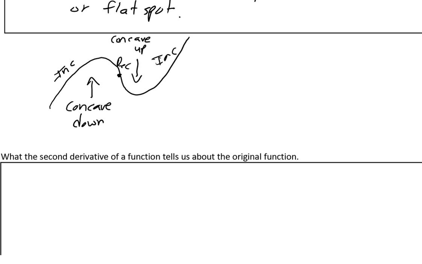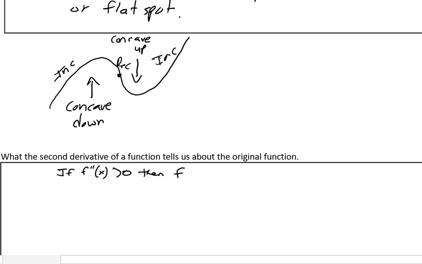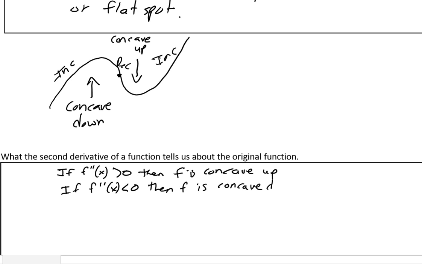Okay? The second derivative, so if the second derivative, f double prime of f, is positive, it's greater than 0, then f is concave up. And along those lines, if f double prime is negative, then f is concave down. And again, this is a two-way street.